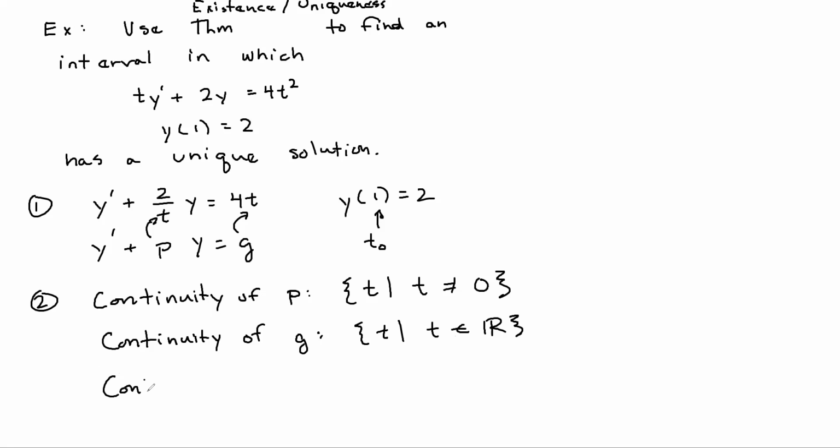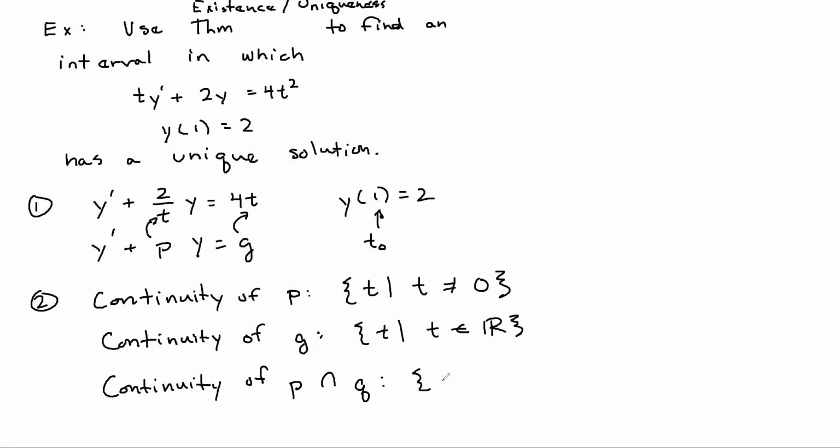Okay, and then continuity. Now, here's the thing. So you've got these separately. What do we need? We need continuity from both. So this is the way you write it, P intersection G. If P has some continuity requirements and G has some continuity requirements, then we want to find the places where both are going to be continuous.